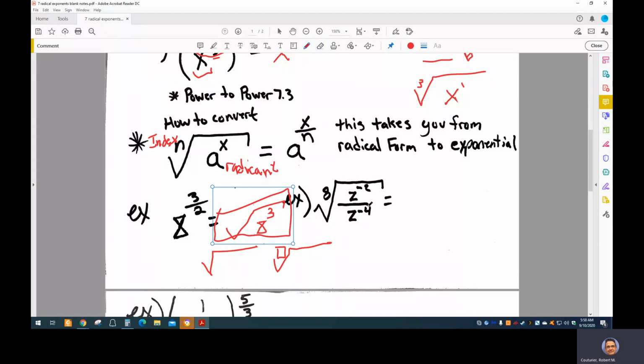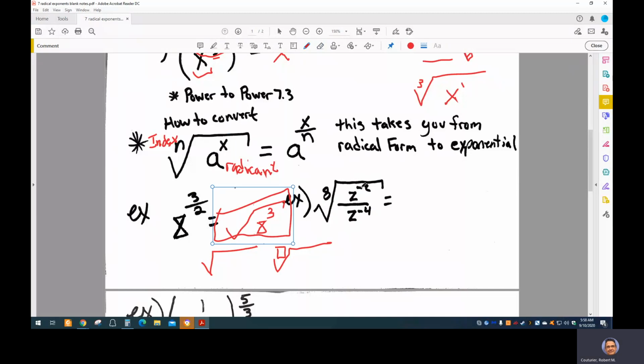All right, so we have this going on here for our next example. For right now, don't even worry about the root symbol. All we want to do is look at what's inside of this grouping symbol, and let's reduce it first. So I have z to the 2nd power divided by z to the -4 power. And this is division of powers.